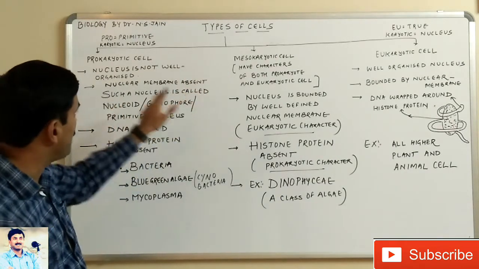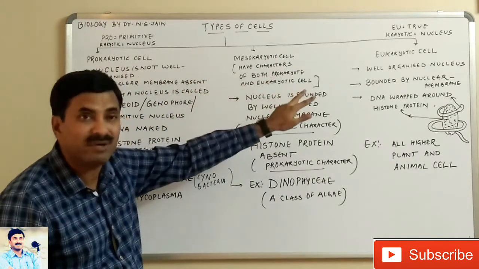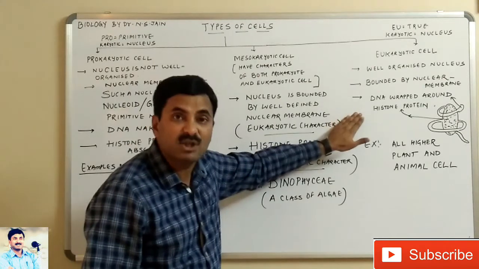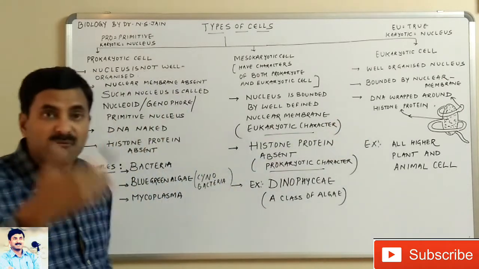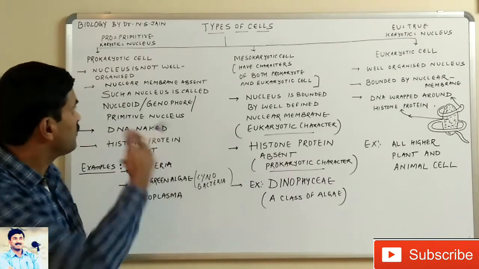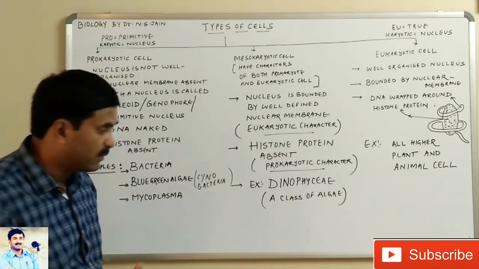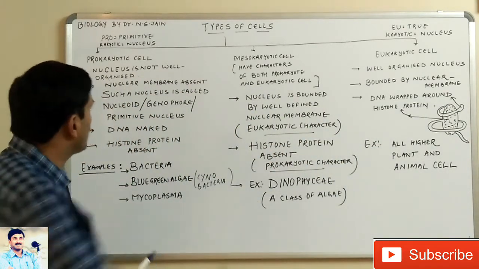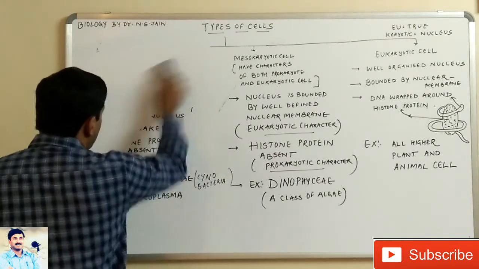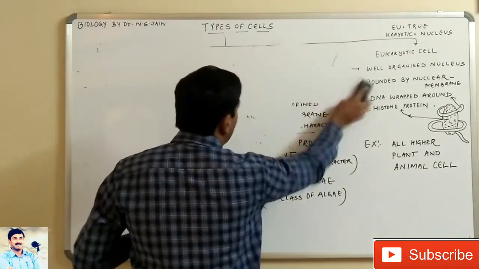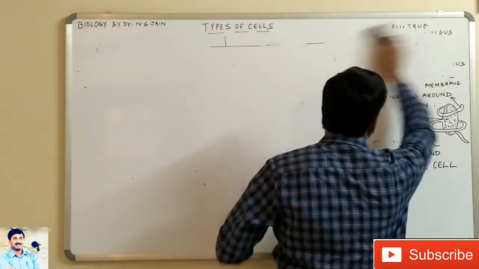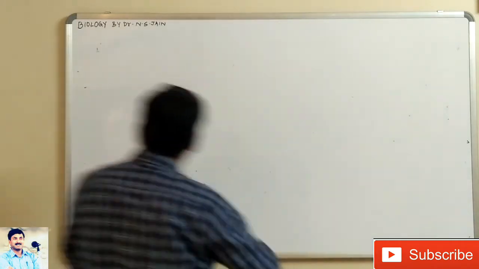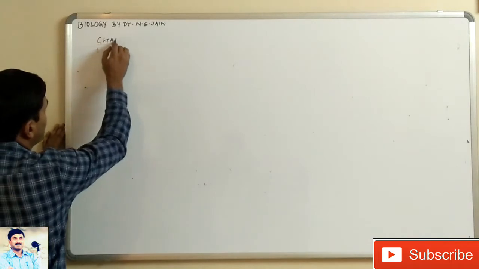Just now we have discussed the prokaryotic cell, the mesokaryotic cell and the eukaryotic cell, but we have discussed only two or three points of the prokaryotic cell and the eukaryotic cell. Now we have to discuss a few more very important points. So let's discuss the differences between the prokaryotic cell and the eukaryotic cell. There are many differences between prokaryote and eukaryote. We will differentiate by a table. See here, I have made a table. Here I have written the characters.